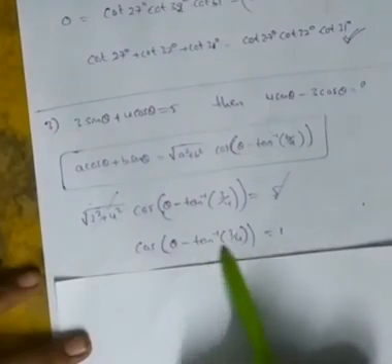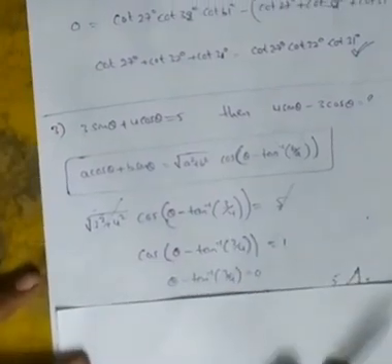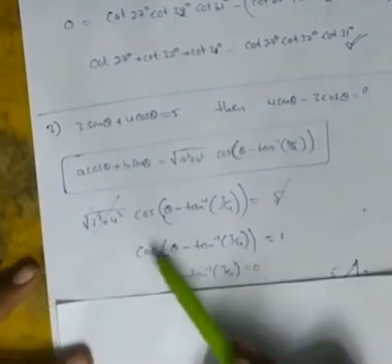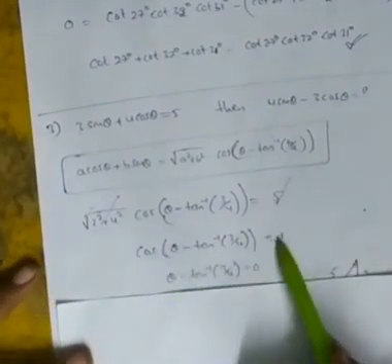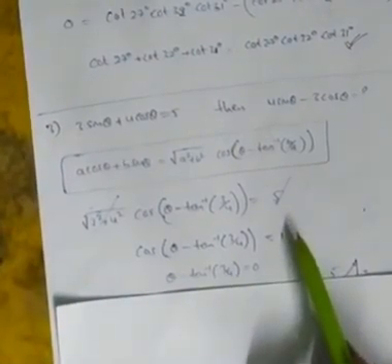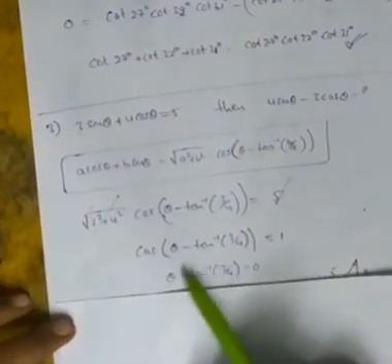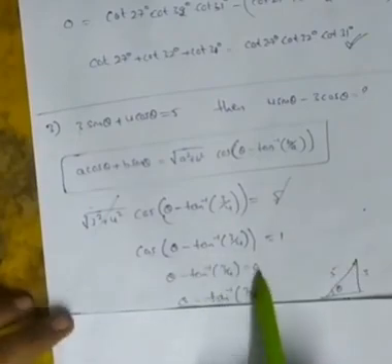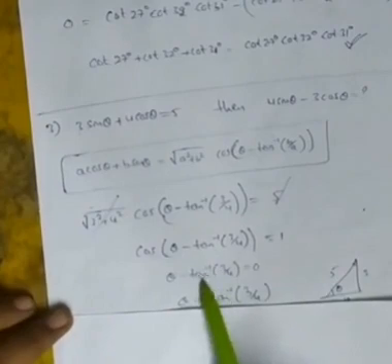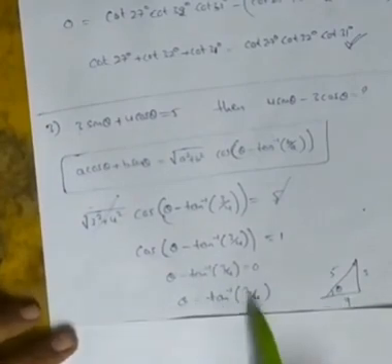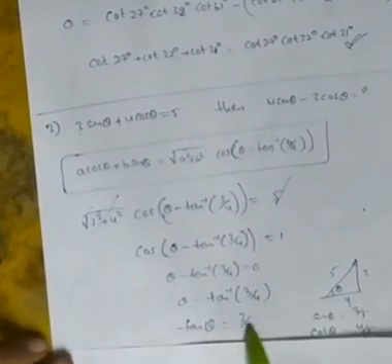So that something must be 0, because cos 0 is 1. Otherwise, taking cos inverse on the right side, it is cos inverse of 1, and cos 0 is 1. So theta minus tan inverse of 3 by 4 is equal to 0. Sending this to the right side, it will become theta equals tan inverse of 3 by 4, and ultimately tan theta is equal to 3 by 4.